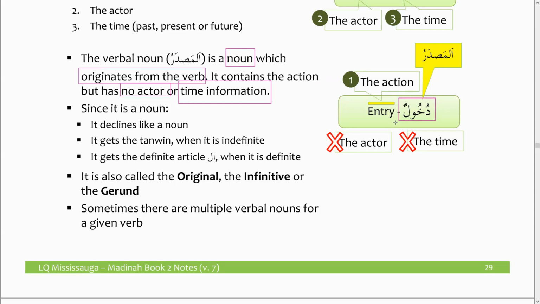And for 3-letter verbs, we have to memorize them like vocabulary. There's no specific pattern for 3-letter verbs. For mazid fihi, yes, there's a fixed pattern, but for this there's no pattern.